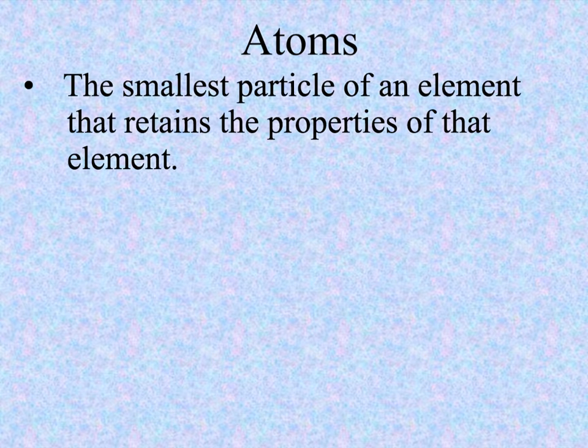Okay, so let's talk about atoms. So all of the elements on the periodic table are made up of these tiny, tiny, tiny atoms. So for an example, the element lithium is made up of a whole bunch of lithium atoms. Copper is made up of a whole bunch of copper atoms, so on and so on, okay?